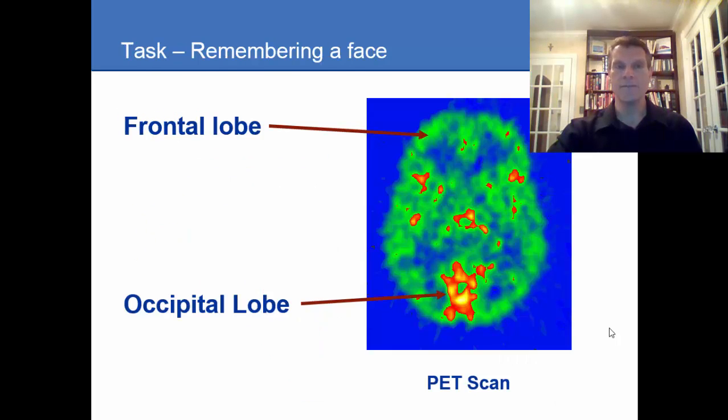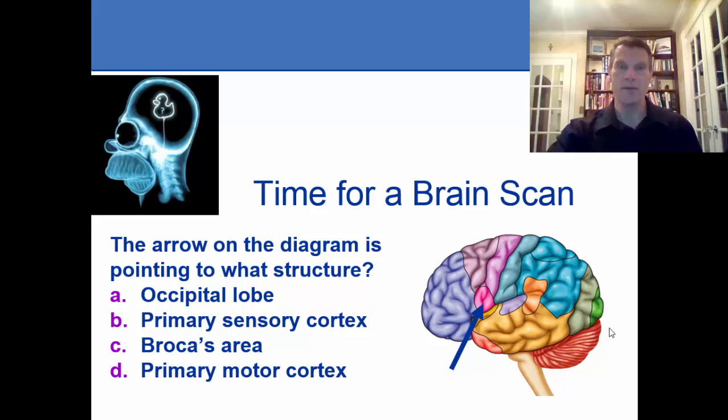Not only is our sense of vision in that location, but also we store our memories in that location for facial features and for visual things. Our memories are stored all over the brain, but when we're thinking about visual memory, it will be stored in the occipital lobe. This PET scan shows the most blood flow and the most activity by the color red. So you can see the color red is most obvious in the occipital lobe when somebody is remembering a face.